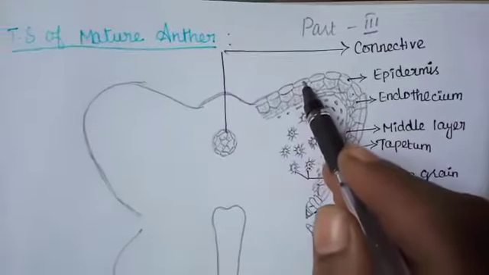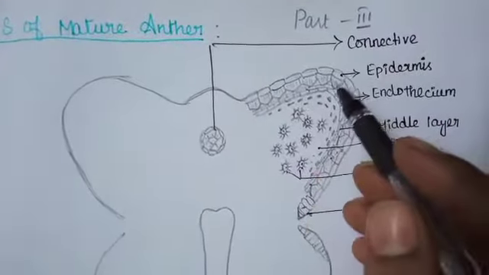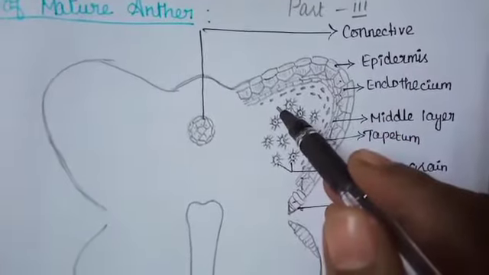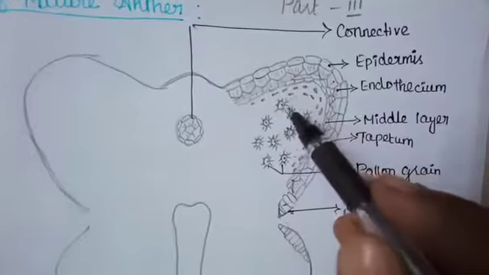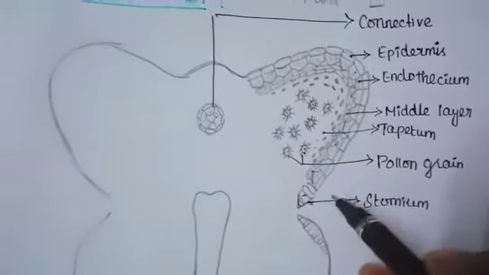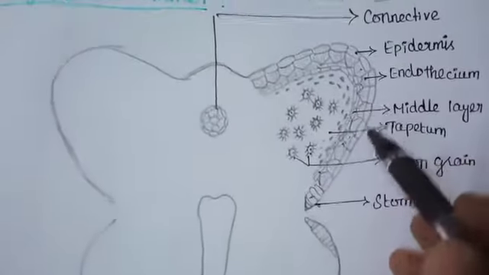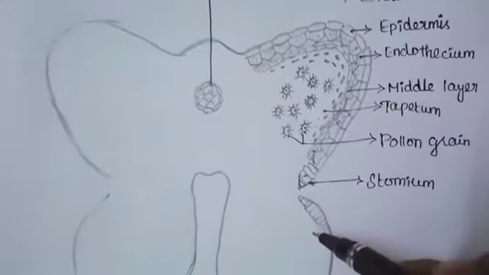T.S. of mature anther. Transverse section of a mature anther reveals a number of anther cavities surrounded by an anther wall. It is bilobed in structure, and two theca are present, so it is called dithecous.